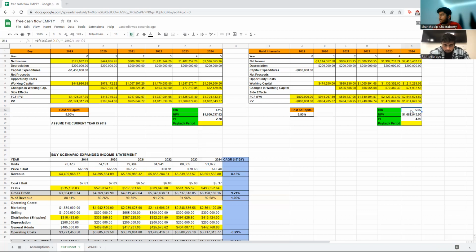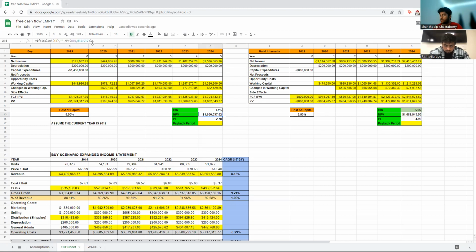But the build scenario narrowly wins out here because your IRR is just a little bit higher and it gives the shareholders just a little bit better of an expected return, 6% better actually. So we're going to stick with that. NPV, this is your net present value. This is the present value of all of your future cash flows. So all I did was I NPV'd.